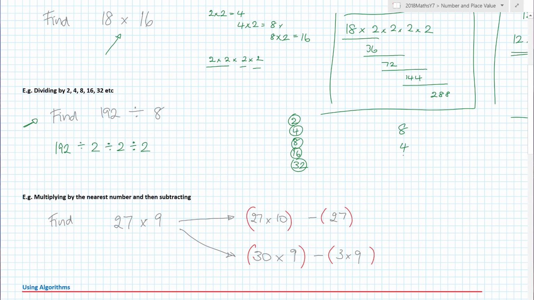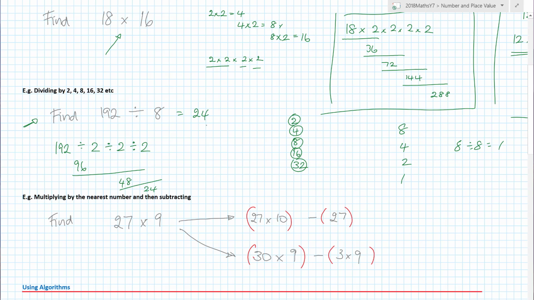8 divided by 2 is 4, divided by 2 is 2, and divided by 2 is 1. And we know that 8 divided by 8 is 1. Whoa! Mind blown. So again, what is 192 divided by 2? 96. Divide that by 2, what do we get? We get 48. And divide that by 2, we get 24. And lo and behold, 192 divided by 8 now is just 24.